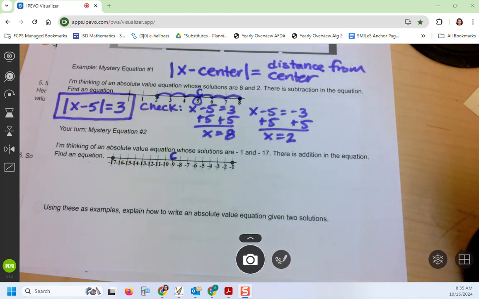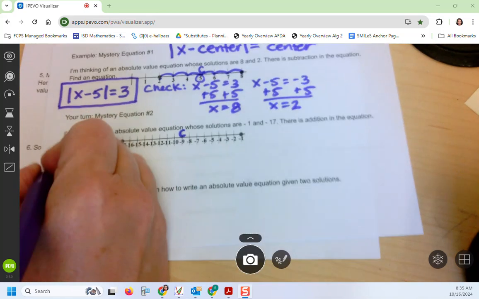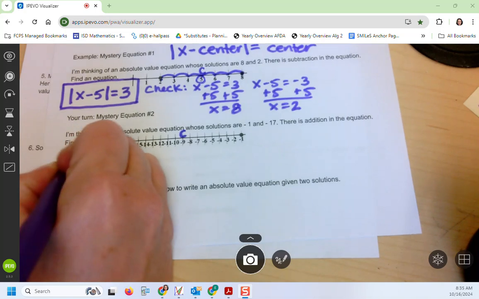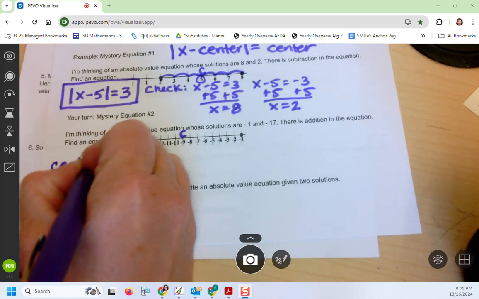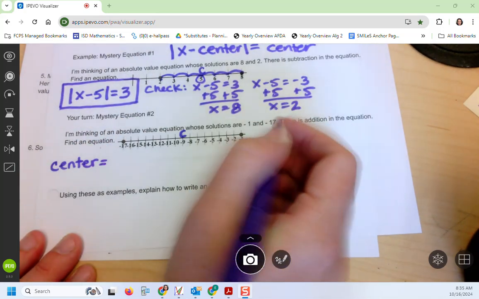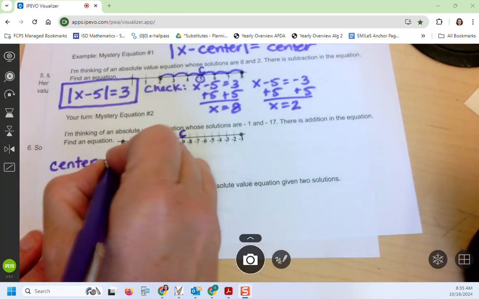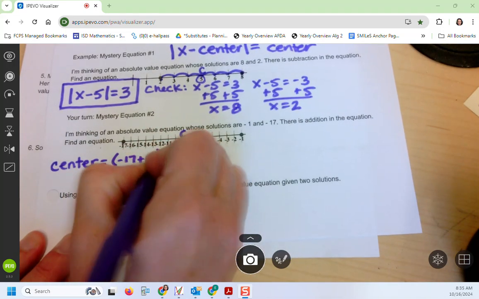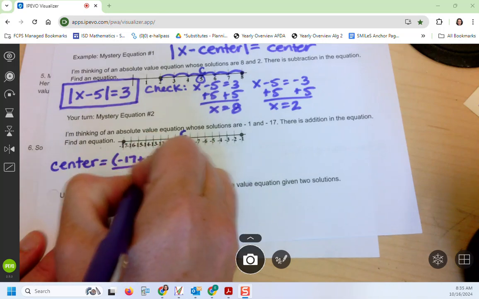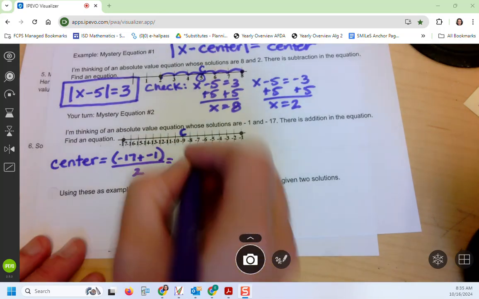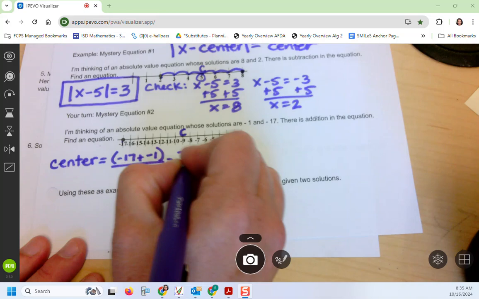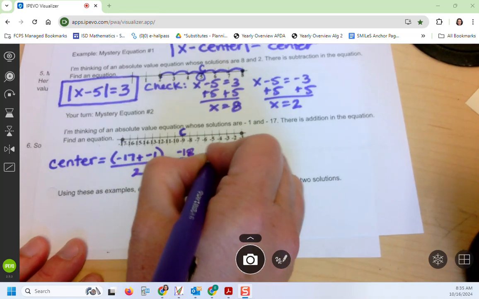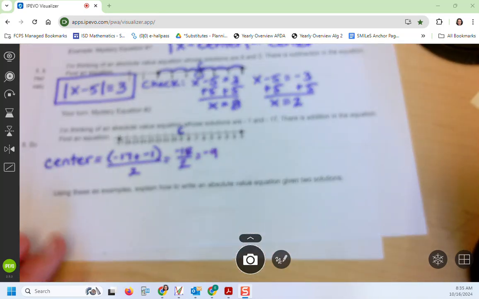And this is to find the average. So the center can be the average. That's when you add the endpoints together and divide by 2, because you had 2 numbers that you're averaging. So that's going to give me -18 over 2, which is -9. So I got the same thing you guys got by counting out.